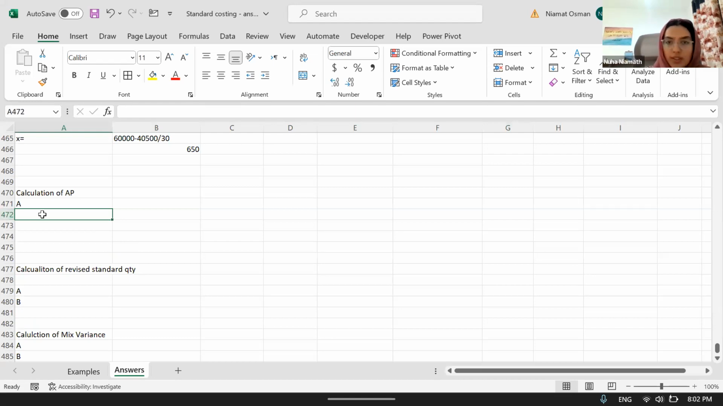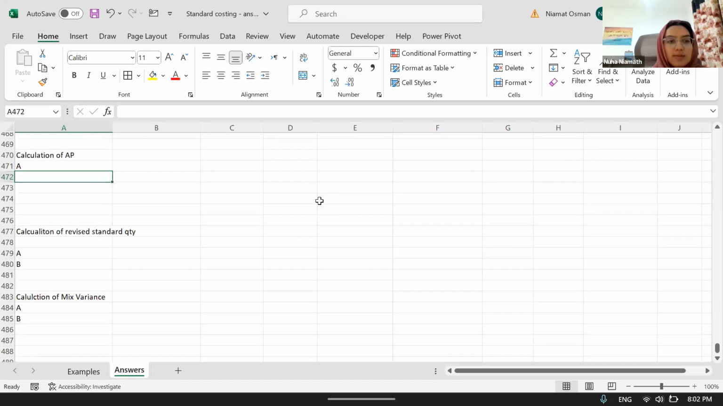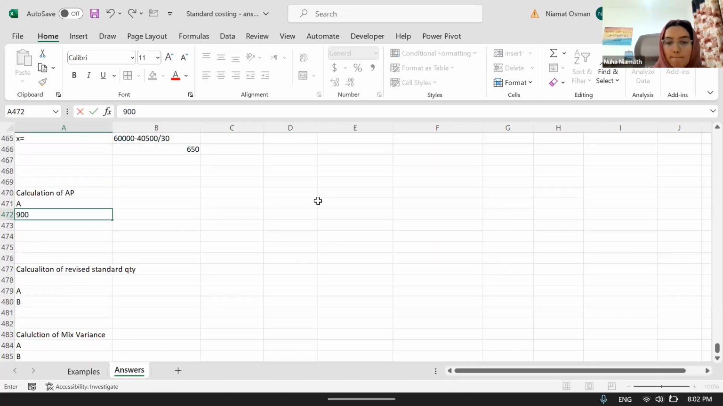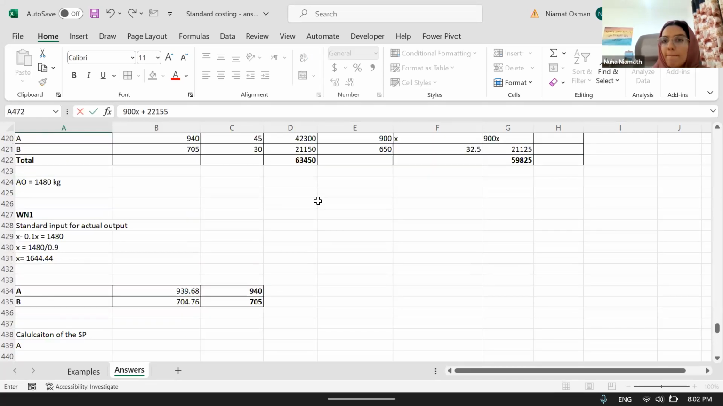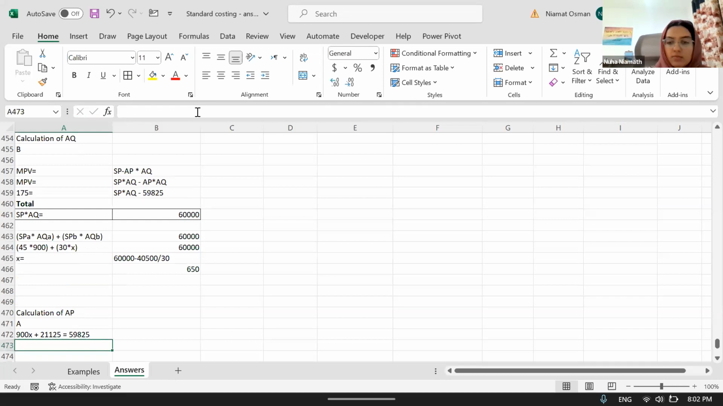What is it? Please find it and let me know in the chat box. 900x plus 21,125, right? Okay, Neetu has already got the answer. 21,125 is equal to 59,825. So what is x?